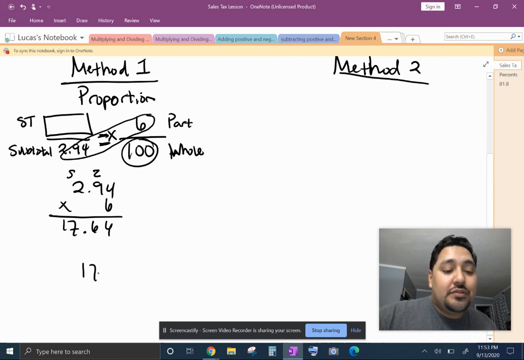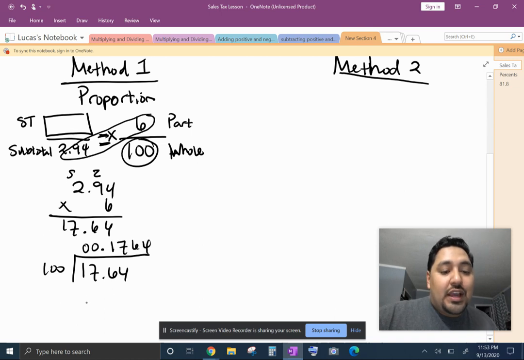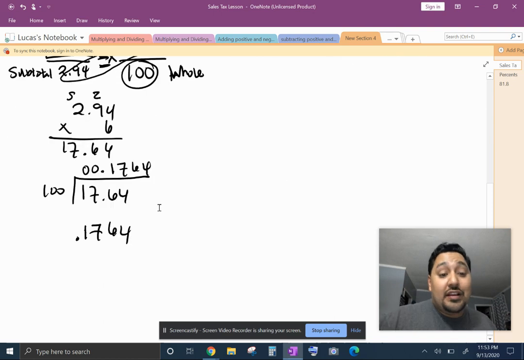But I don't want it in this type. So I'm going to also divide by 100. That's how we work this method out. And what that does is it creates 0.1764. This is how many cents. 0.1764 cents is how many cents is actually in the sales tax. But when we're talking about cents, it's not point something, something, something, something. It's always just 2. It goes to the hundredths place.